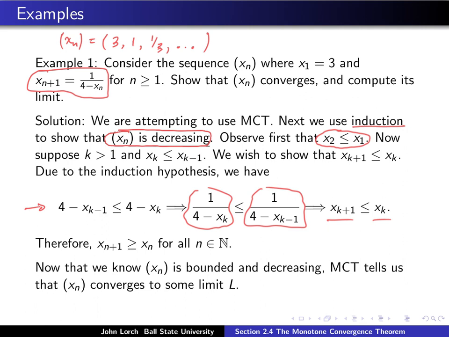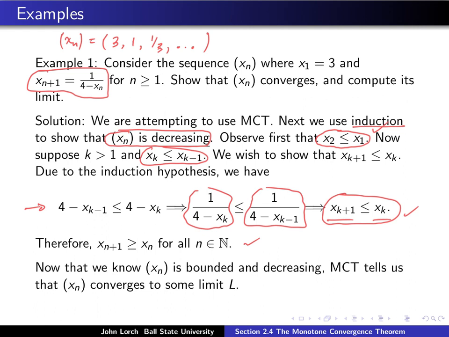Okay, so we have started by imagining a world where x sub k is less than or equal to x sub k minus 1, right here. And we've shown that that implies x sub k plus 1 is less than or equal to x sub k. So that is the induction step. Once we have done the base case and the induction step, the induction argument is complete, and we can conclude that x sub n plus 1 is less than or equal to x sub n for all n.